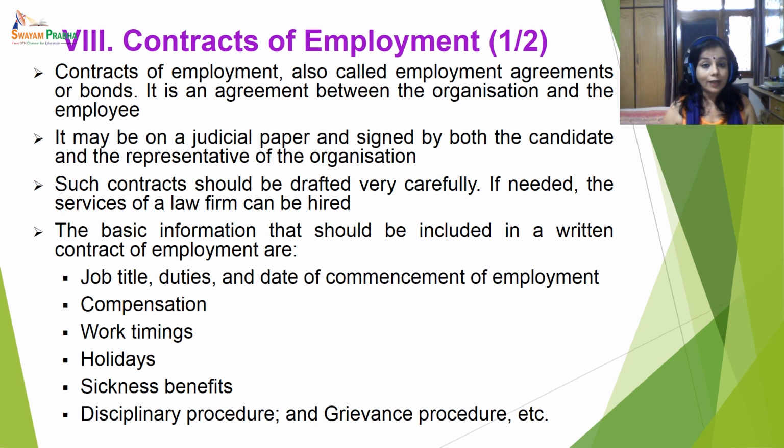Such a contract should be drafted very carefully. If needed, the services of a law firm can be taken, because any of the points mentioned in the contract of employment can become a cause of dispute later on. The basic information that should be included in a written contract of employment are job title, duties and date of commencement of employment, compensation, work timings, holidays, sickness benefits, disciplinary procedures and grievance procedures. All these things are mentioned in the contract of employment.